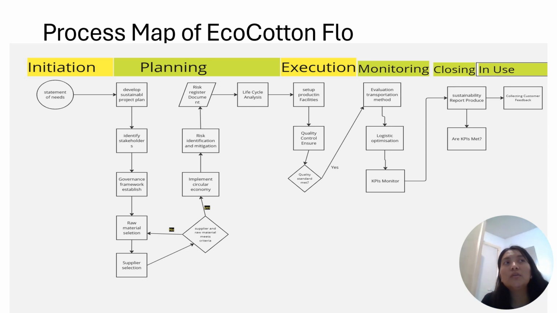And then we need to move to risk identification and the risk mitigation stage. We identified different types of risk, that are supplier risk, environmental risk, operational risk, and financial risk. And to mitigate those risks, we have also utilized different strategies.